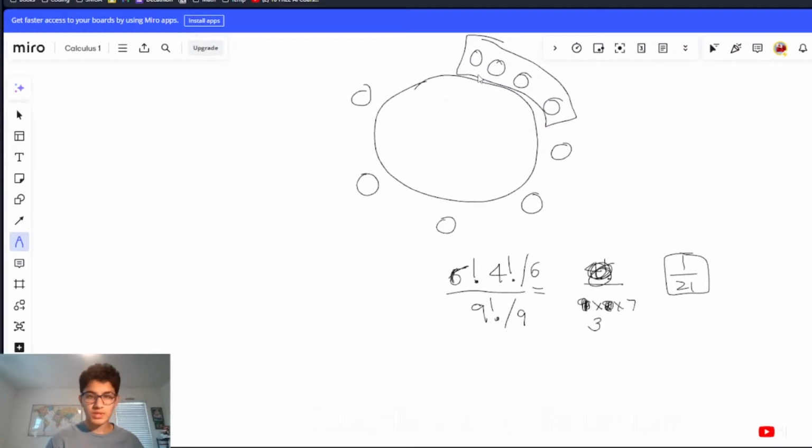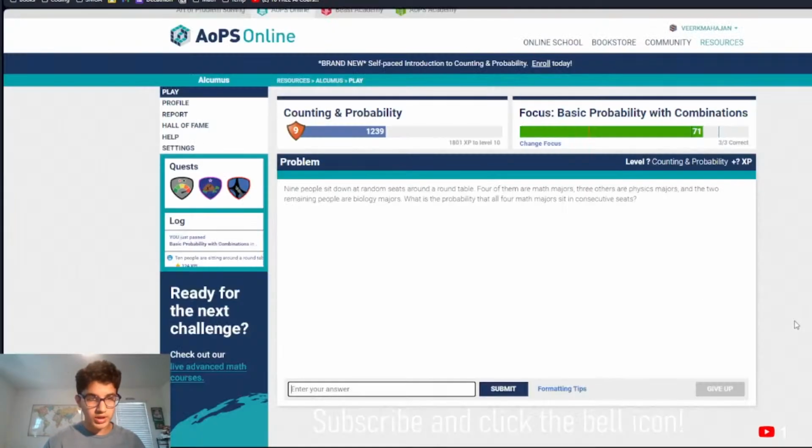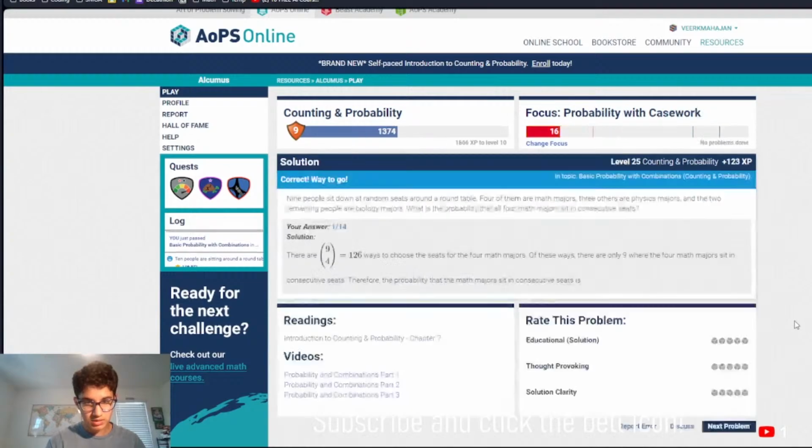Okay, it's either 5 factorial, 4 factorial over 8 factorial, or it's this over here. I'm pretty sure it's this one, right? I think it's that, which would be 4 factorial over 8 times 7 times 6, which will cancel out to give you 1 out of 14. So it's either 1 out of 21 or 1 out of 14. So let's try 1 out of 14 first. Yeah, okay.